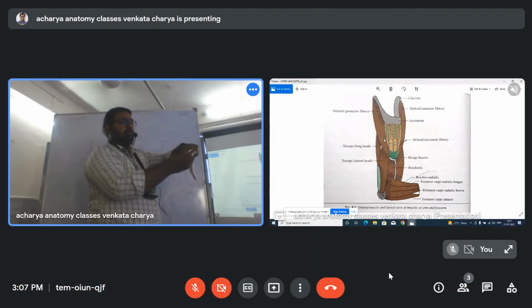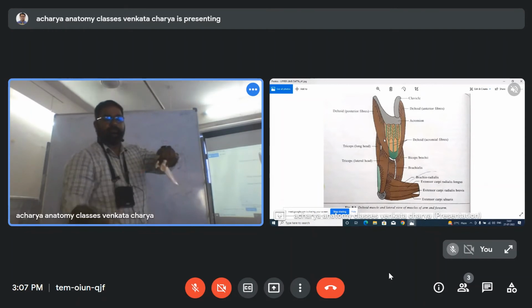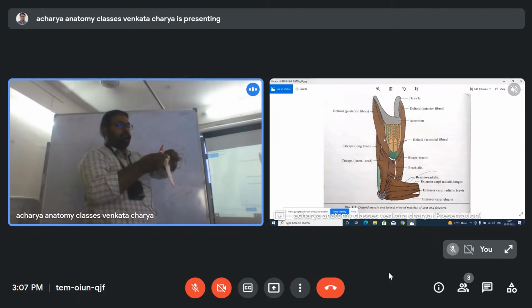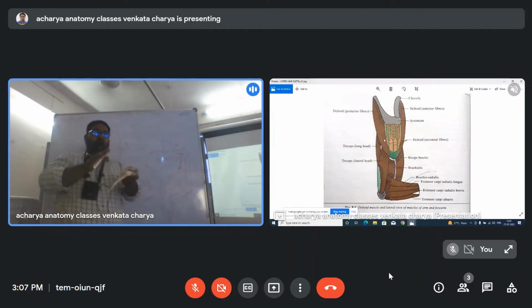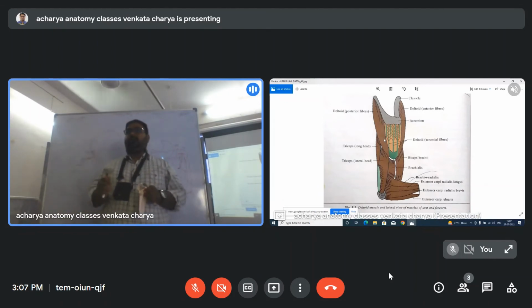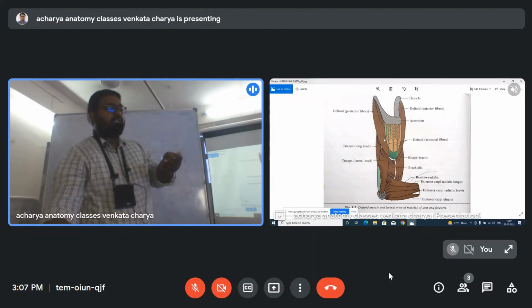Okay, so see here: anterior fibers, then acromial fibers, and from the lower inferior lip, posterior fibers of the deltoid. Are you getting? So anterior fibers, middle fibers, posterior fibers. Intermediate fibers are otherwise called acromial fibers. Are you getting? Then come to the surfaces.